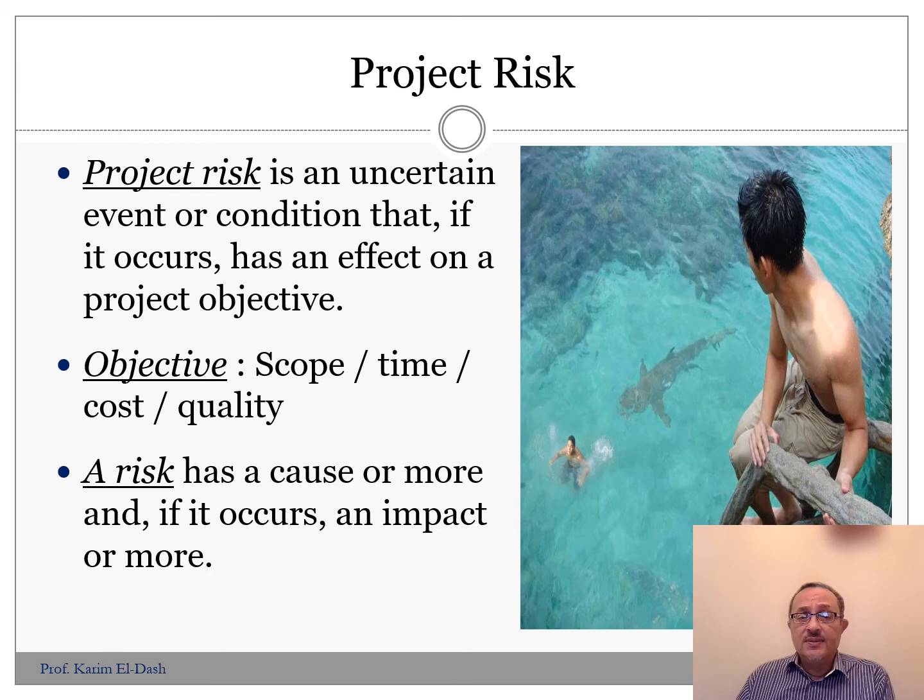Okay, a risk has one or more causes, 1 or 2 or 3 or 4 or 5. If it occurs, it has one or more impacts, 1 or 2 or 3 or 4 or more. So what are the causes? Again, let's consider the delay risk. The delay risk has a single cause, maybe.